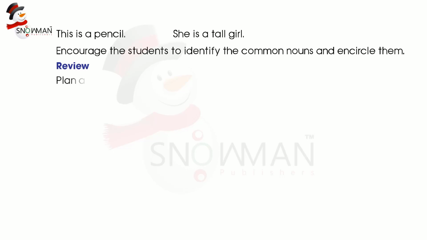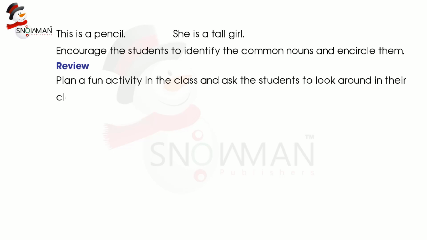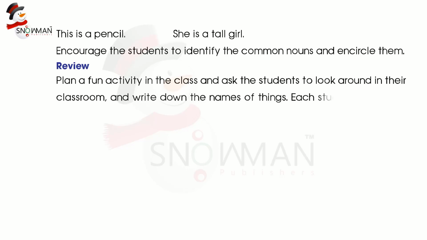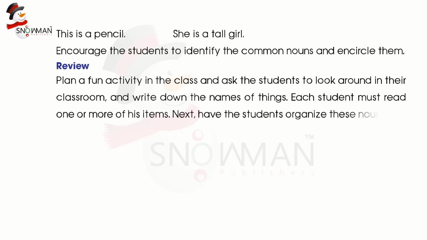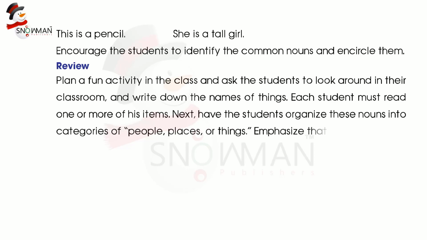Review. Plan a fun activity in the class and ask the students to look around in their classroom and write down the names of things. Each student must read one or more of its items. Next, have the students organize their nouns into categories of people, places, or things. Emphasize that they try to write common nouns.